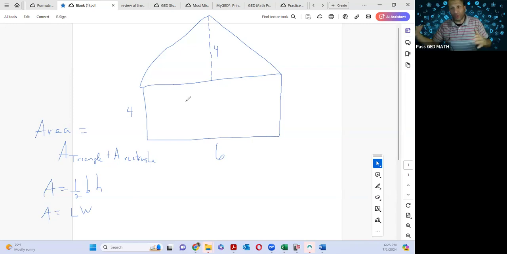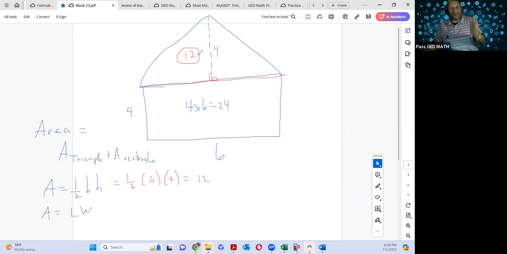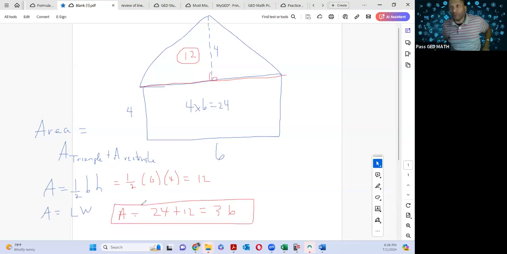Now they have to give you some more information. Let's just assume that this dotted line bisects the base of that rectangle, so they're even on both sides. When we look at this rectangle, it's 4 by 6, which is 24. Now, this triangle, well, opposite sides of a rectangle are equal, so this side here is also 6. That's my base. So 1/2, my base is 6, my height is 4. 1/2 of 24 is 12. To find the area of this composite shape, I add 24 plus 12, and I get 36.